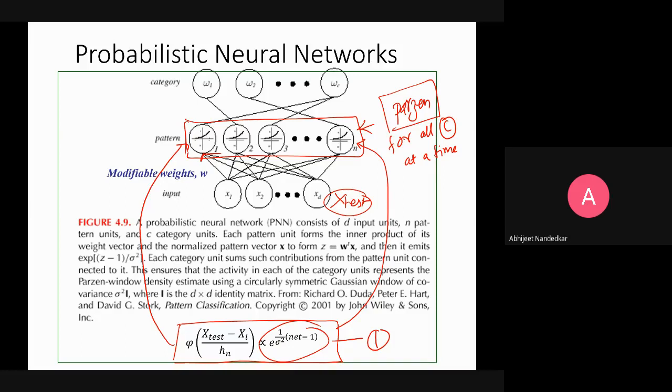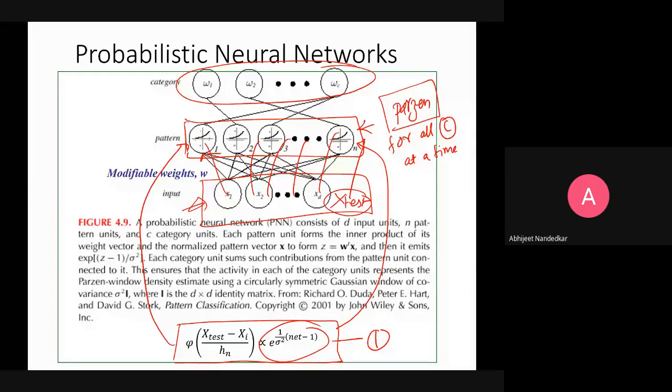We are doing the same thing. We are making a circuit which will implement Parzen. It will give you the answer in one go. What we are trying to do is apply X test here. That will be the input. It will be processed through all these nodes and immediately we will get output directly on these category nodes.